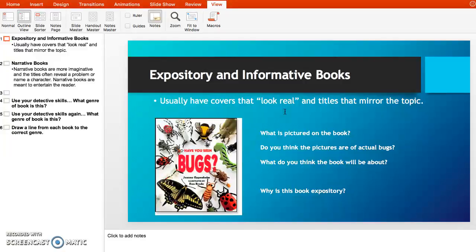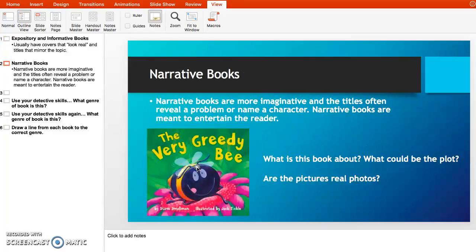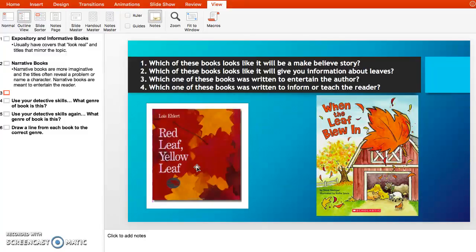So my first one here, it says, expository and informative books usually have covers that look real and titles that mirror the topic. What is pictured on the book? So they'll have no idea what is pictured on the book. So it will be imperative that I do alt text and I describe that book so they know exactly what the question is asking or how to answer it. So that's a big thing that I need to work on. And that goes the same, I think, for the rest of my slides.